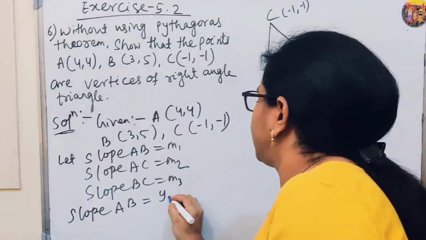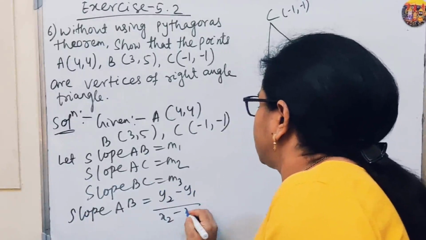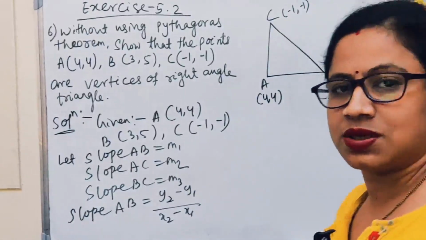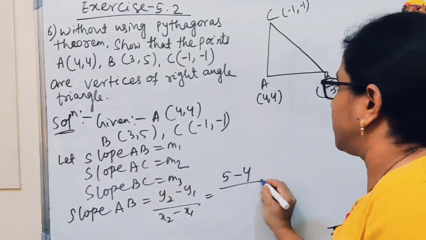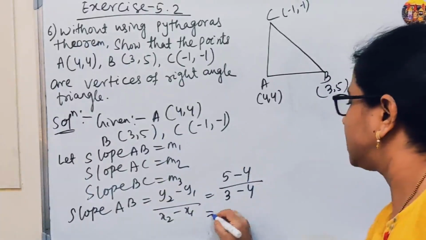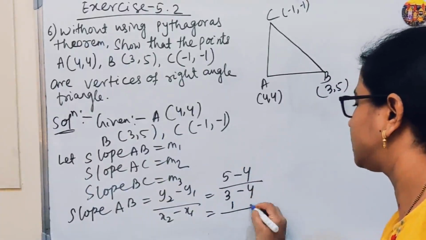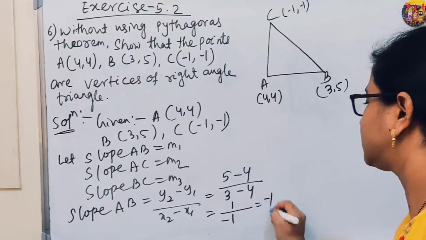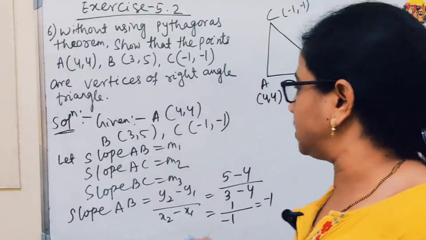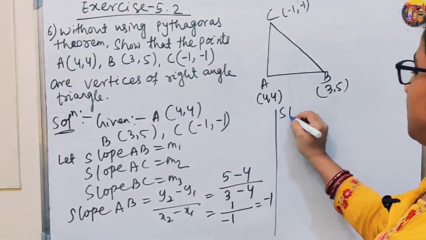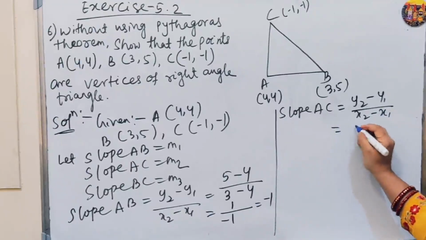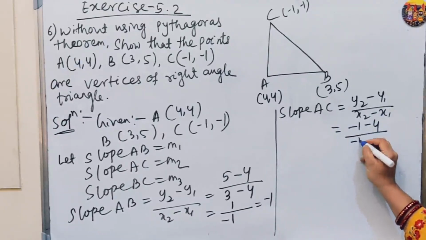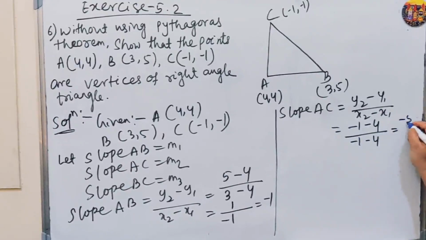Slope AB is equal to (y2 minus y1) divided by (x2 minus x1), because coordinates are known to us, theta is not known to us. Here it is (5 minus 4) divided by (3 minus 4). So 5 minus 4 is 1, 3 minus 4 is minus 1. So the final answer will be minus 1. First slope M1 is minus 1. Now coming to M2, slope AC, (y2 minus y1) upon (x2 minus x1). So here (minus 1 minus 4) upon (minus 1 minus 4). So here we got minus 5 upon minus 5. So the answer will be 1.